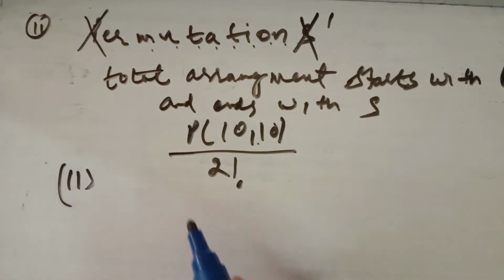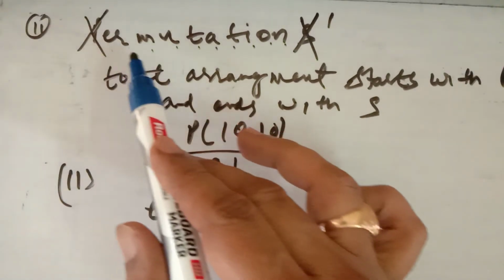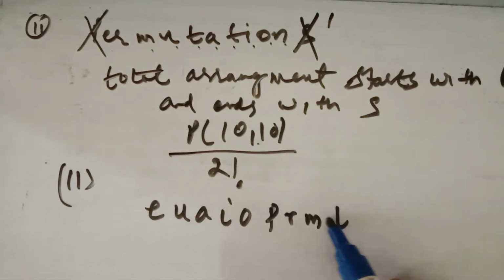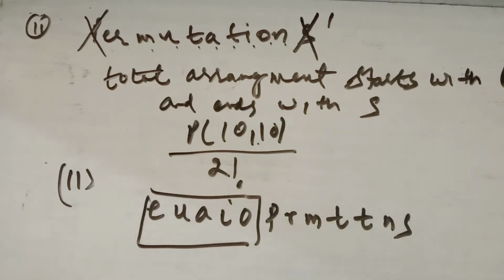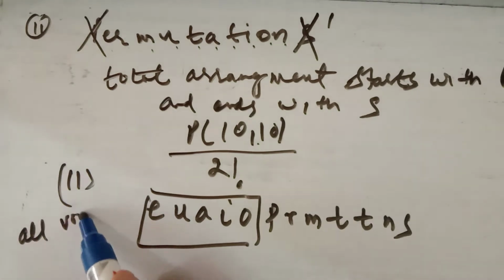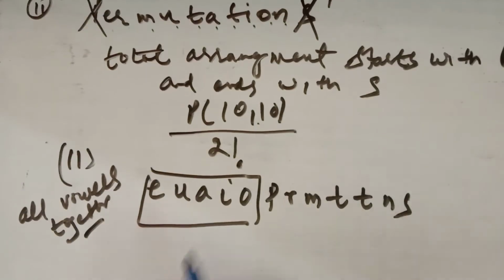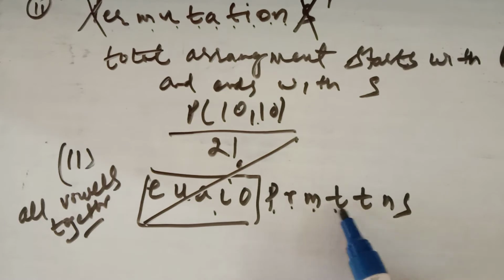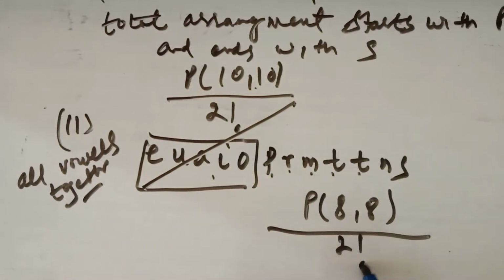Now after that you have to find how many words are there in which all vowels are together. So in this the vowels are E, U, A, I, O and the others are P, R, M, T, T, N, S. These vowels are to be always together. So taking all the vowels as a single unit, 1 2 3 4 5 6 7 8, they can be arranged in permutation of 8, 8, and in this T is repeating 2 times.